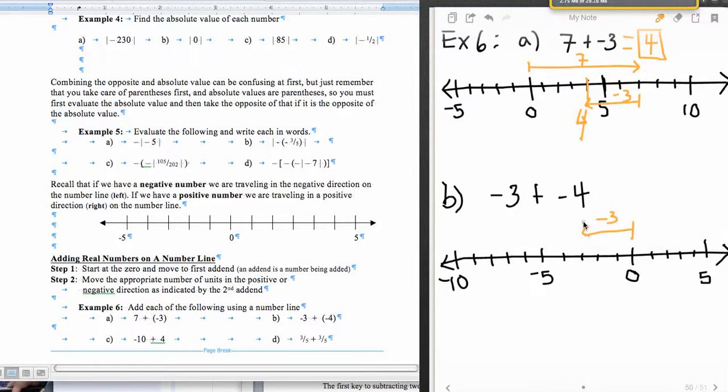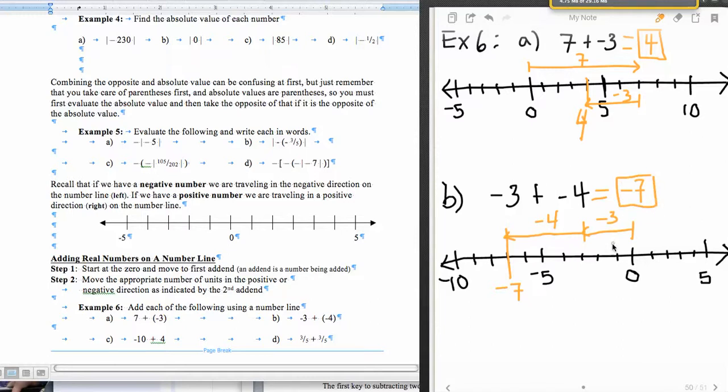Now from there, we're going to continue on 4 more units. 1, 2, 3, 4 units more to the left this way. And that is going to make us end up at this number right here, which is a -7 on the number line, which tells us that -3 plus -4 is -7.